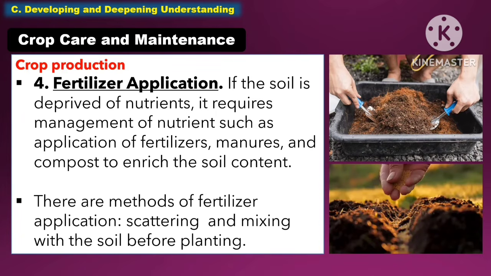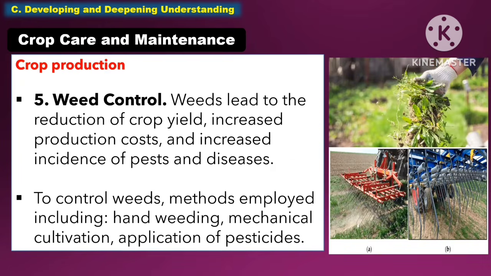Another practice of crop care and maintenance is fertilizer application. If the soil is deprived of nutrients, it requires management of nutrients such as application of fertilizers, manures, and compost to enrich the soil content. There are methods of fertilizer application: scattering, and mixing with the soil before planting. Another practice of crop care and maintenance is weed control.